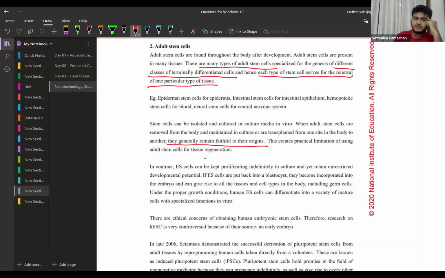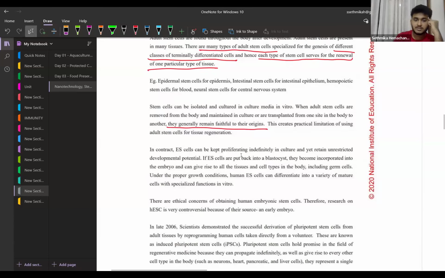This creates practical limitations of using adult stem cells for tissue regeneration. In contrast, embryonic stem cells can be kept proliferating indefinitely in culture and yet retain the unrestricted development potential. In laboratory conditions, these embryonic stem cells can be extracted and kept dividing. Using just a small number of embryonic stem cells, you can produce a large number of them because they are constantly dividing. And from those embryonic stem cells, you can develop different types of tissues as well.